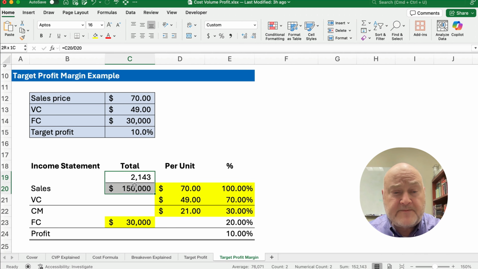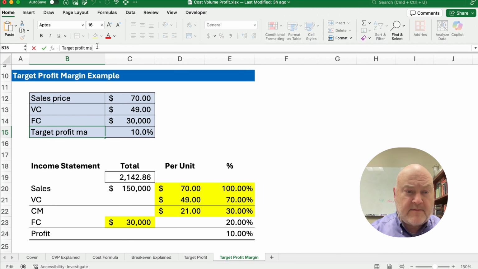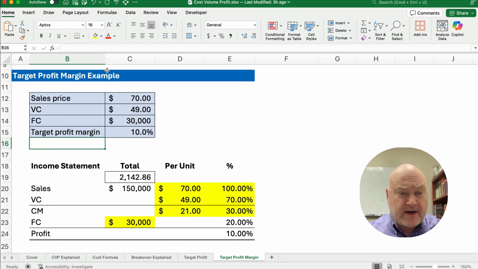So here we are. These are the answers. What level of sales do we need to achieve? The units is 2,143. It's probably going to be a partial number, 2,142.86, so 2,143 is a good answer. And then 150,000 is our sales. A typical problem like this would say, what is the sales in units? What's the sales in dollars to achieve a 10% target profit margin?